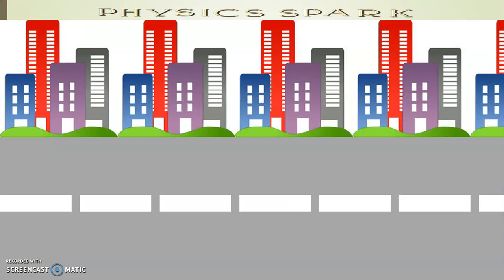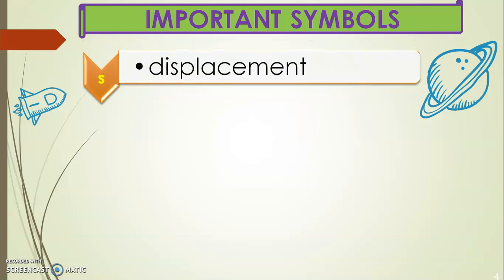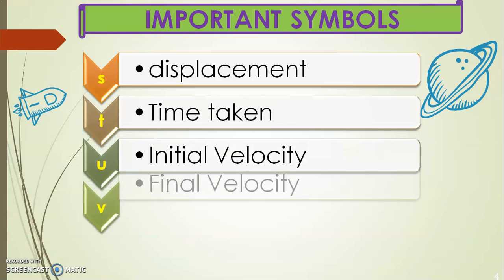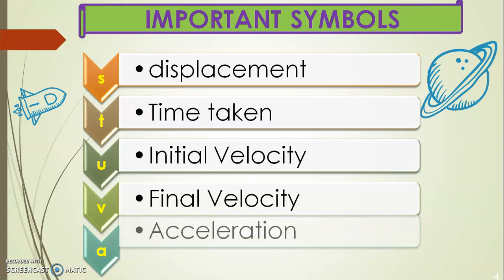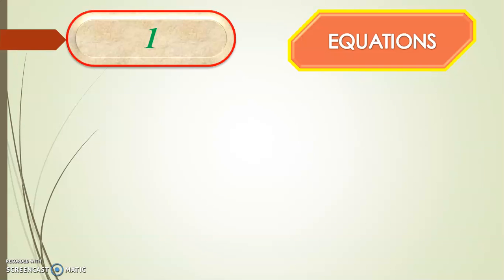Today we will derive the equation of motion by graphical method. In our previous video, I had discussed the first equation of motion. Now, if an object is moving along a straight line with uniform acceleration, meaning its velocity changes at a constant rate, then its displacement s, time taken t, initial velocity u, final velocity v, and acceleration a are all related to one another by a set of equations known as equations of motion. We have three equations of motion.